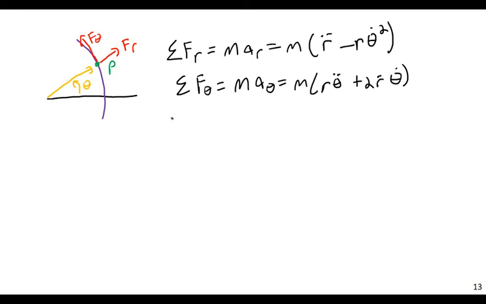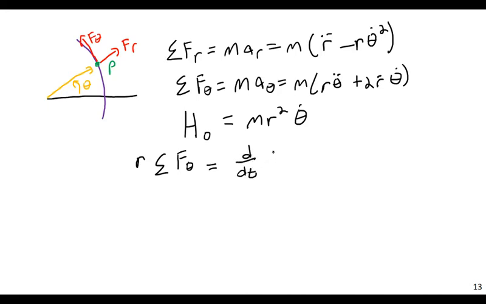We're going to call angular momentum H sub O. H sub O is m r squared theta dot. So if I multiply r times the summation of forces in the theta direction, this is equal to d/dt, this is an impulse momentum equation, of m r squared theta dot.